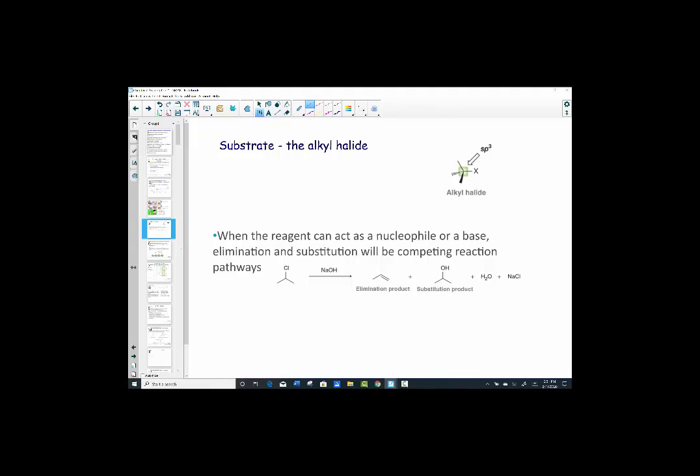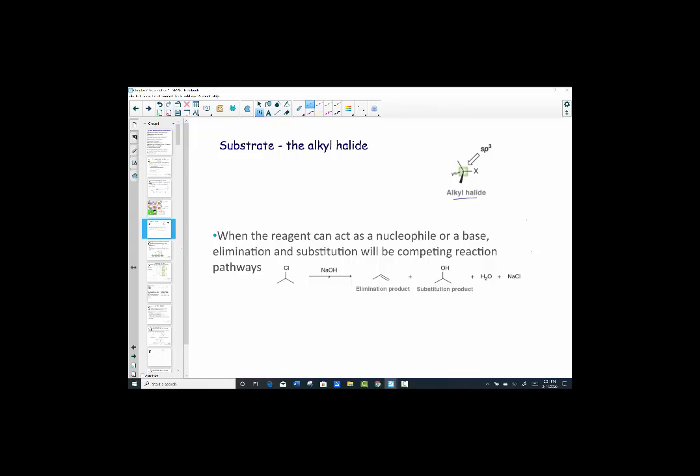So let's define the term substrate. I said it a lot in that last slide. The substrate we're focusing on in this chapter is an alkyl halide. That's our title of chapter 7. We said the alkyl halide must have an sp3 hybridized carbon, that the tetrahedral shape is a requirement. When a reagent can act as a nucleophile or a base, elimination and substitution reactions will compete with one another.